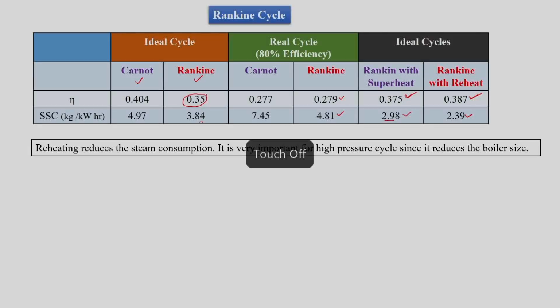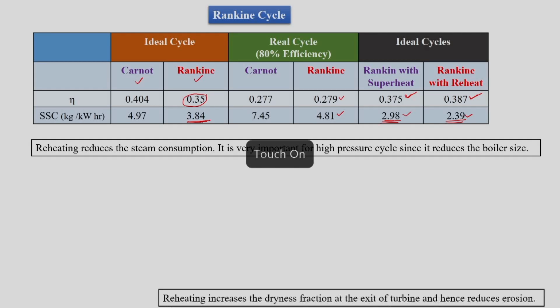Having said this, what is the outcome of reheat? Reheating reduces specific steam consumption. We can see that specific steam consumption was 3.84 without superheat, which decreased to 2.98 with superheat, and with reheat it decreased to 2.39. This is a very important point, since we need a reduced size of the boiler if we go to higher and higher boiler pressures.